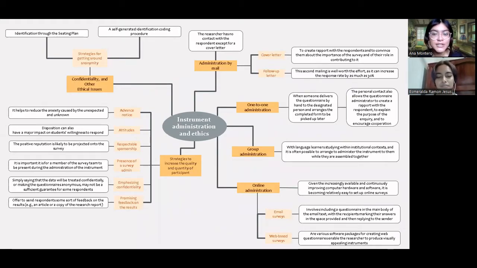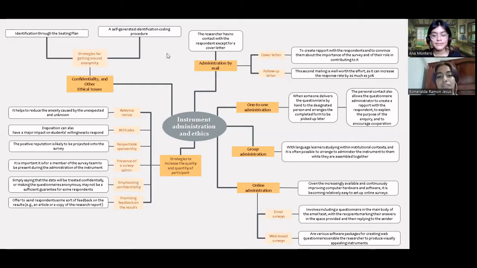For administration, we have administration by mail, that is, the researcher has no contact with the respondent. The one-to-one administration is when someone delivers a questionnaire by hand to the designated person. The group administration is commonly used with language learners, and the online administration.